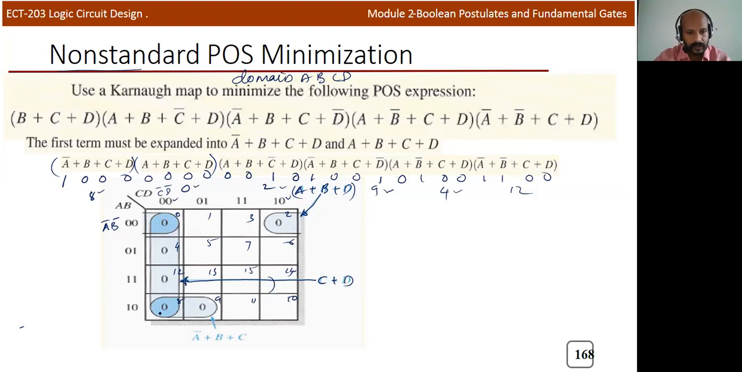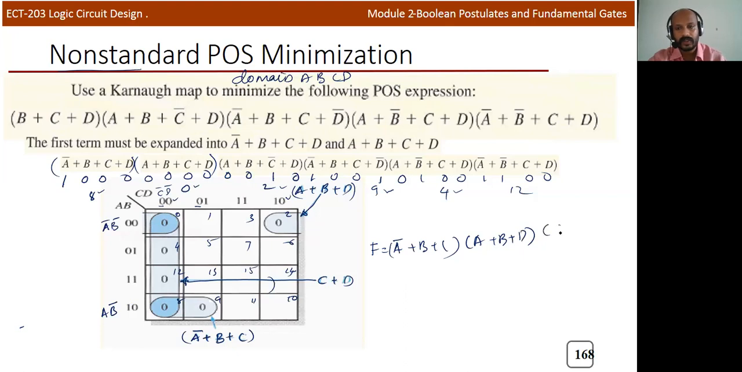And the last one, if you group this term, here it is A B bar actually. Instead of that you will write the complement, A bar plus B, and column wise, if you look at the first and second columns, 0 is common. To represent 0, here it is C bar, so we'll write the complement of that, plus C. So the final expression will be (A bar plus B plus C) into (A plus B plus D) into (C plus D).